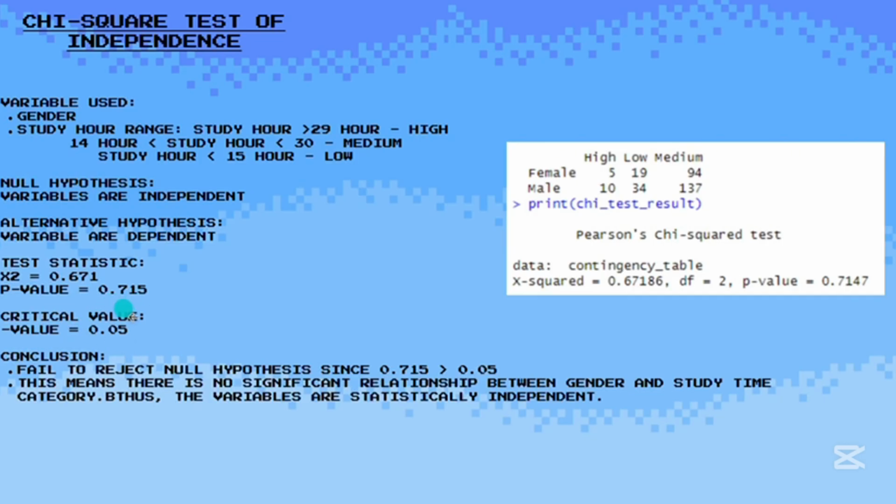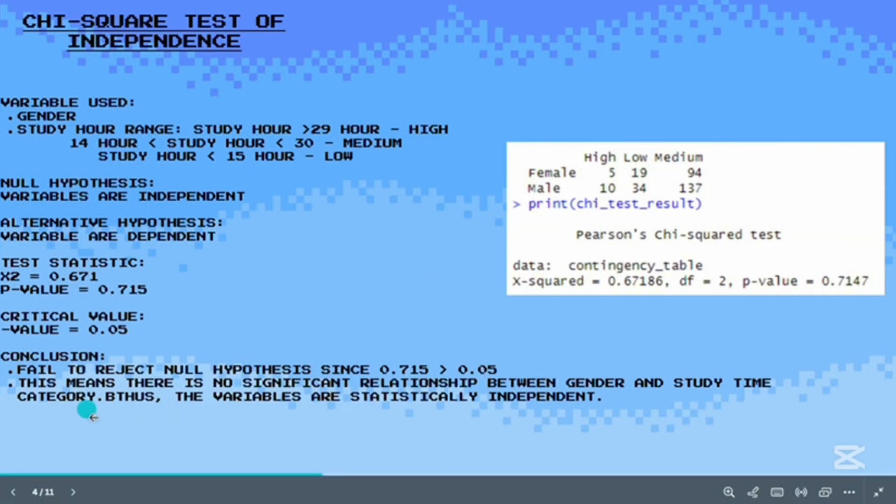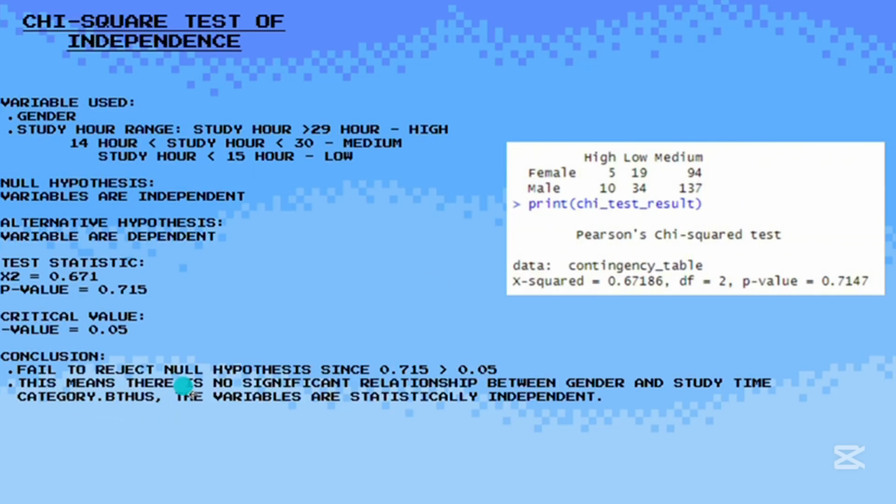We compare this p-value with the alpha value, which is 0.05. For the conclusion, we fail to reject the null hypothesis since the p-value is greater than the alpha value. So 0.715 is greater than 0.05.